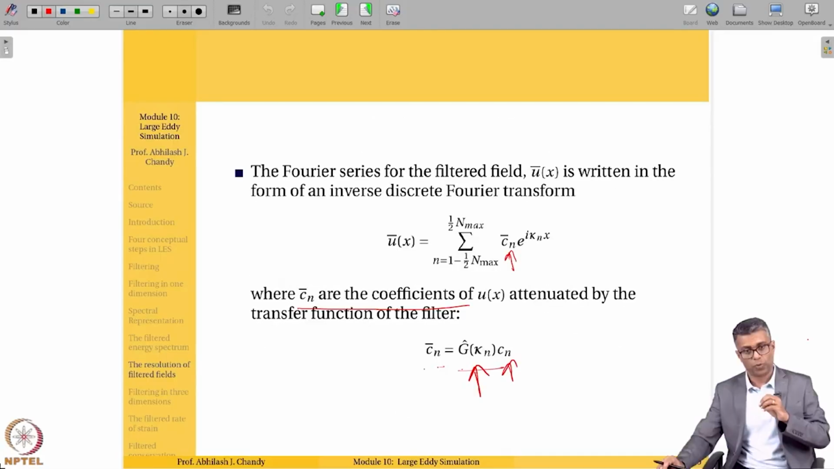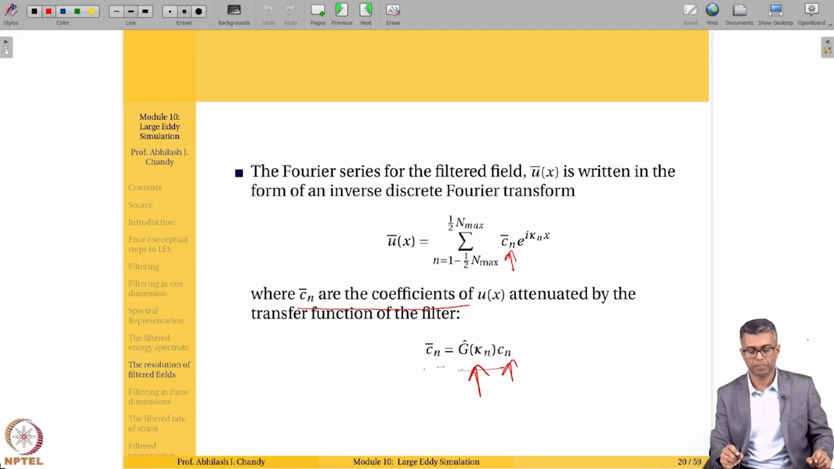Hello everyone. So we were talking about the filtering operation applied to the Fourier modes, isn't it? So we had U bar represented as a discrete Fourier transform. So you would have U bar of x equal to Cn bar e to the i kappa n x, summed from 1 minus half n max to half n max. This n max corresponds to the maximum number of grid points required to fully resolve u of x. However, the U bar, which is the filtered velocity field, corresponds to the filtered Fourier mode.